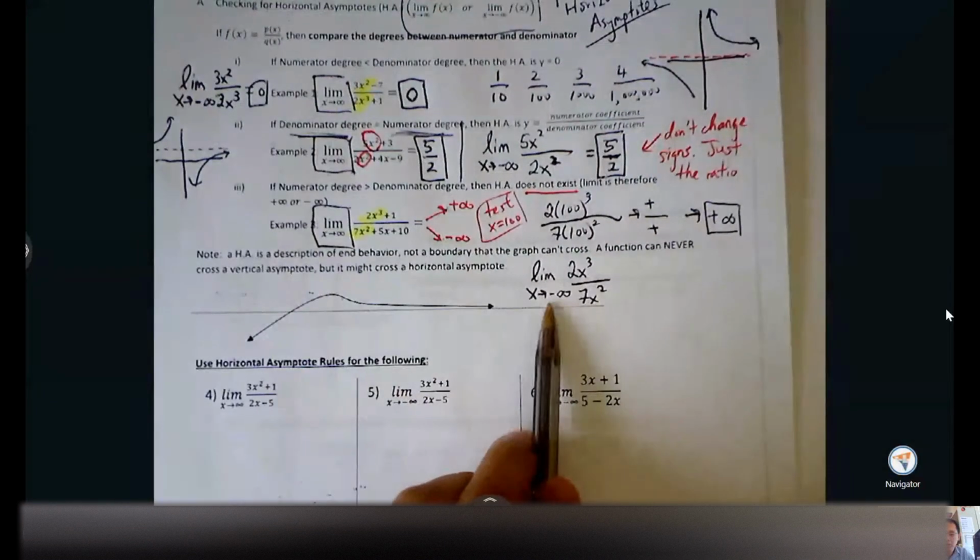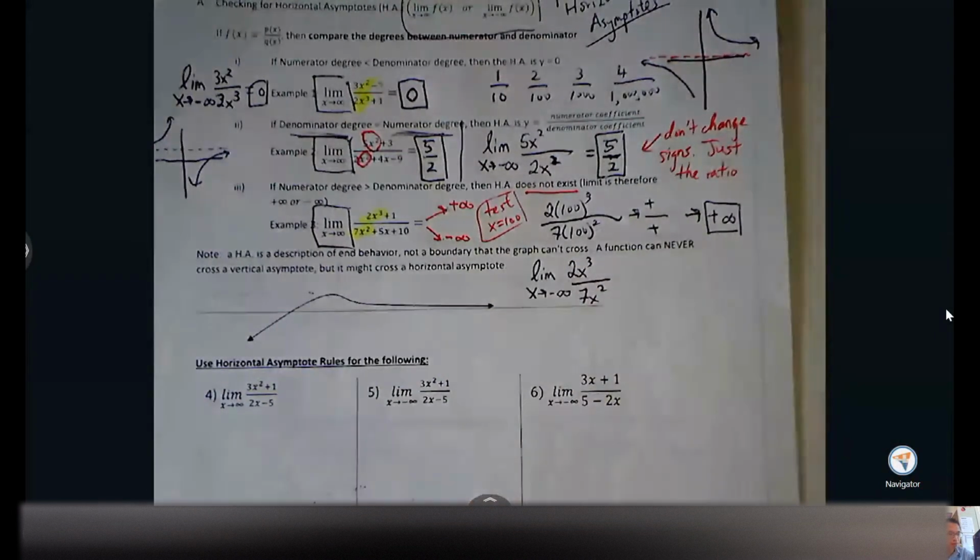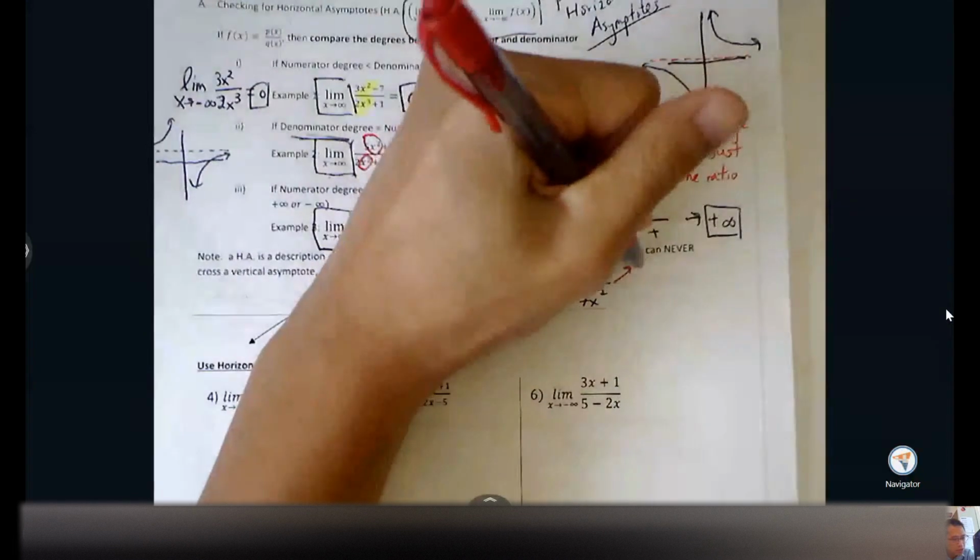I'm approaching infinity, or in this case, negative infinity. I know I've got to compare degrees. My numerator is winning out over my denominator. I know I'm down to two choices.